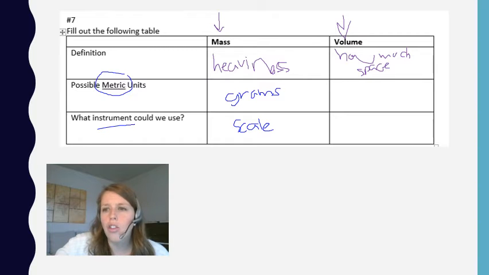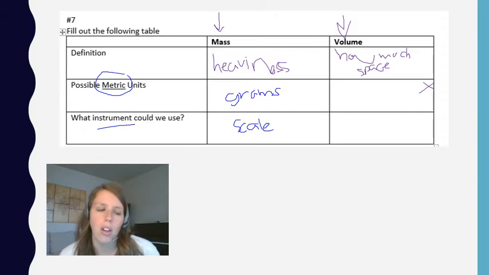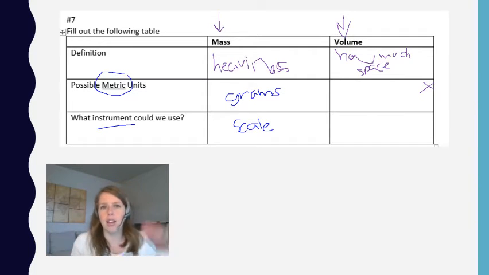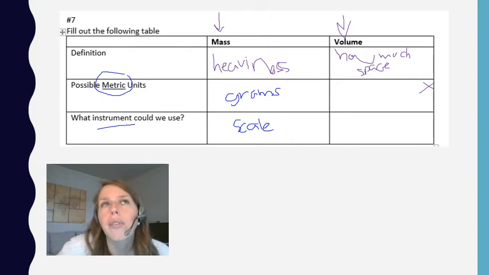Volume is a little trickier because there are a few different ways to do things. So let's first talk about possible metric units. Well, it depends if we're talking about a liquid or a solid. When you go to the store and buy soda, oftentimes we buy that tall bottle, a 2 liter, right? Liter is the volume unit for liquid. L-I-T-E-R. I'll just put L-I-Q to show that.